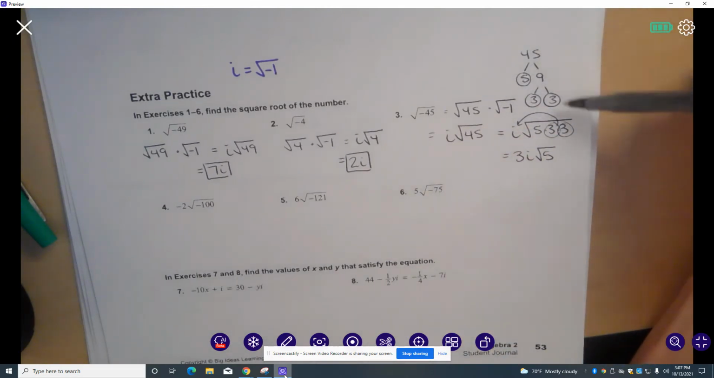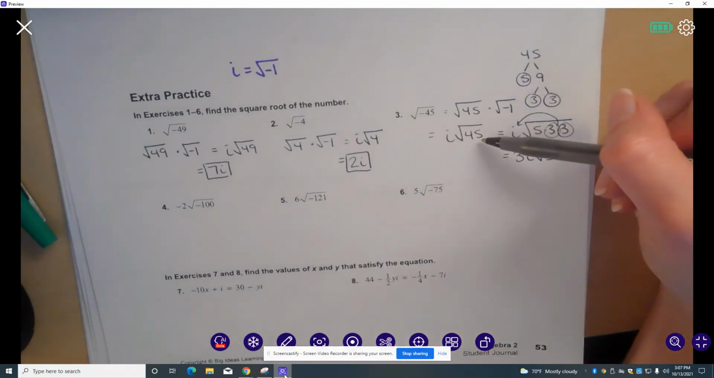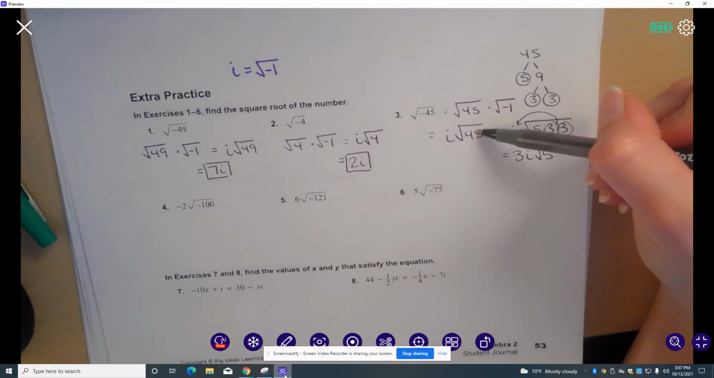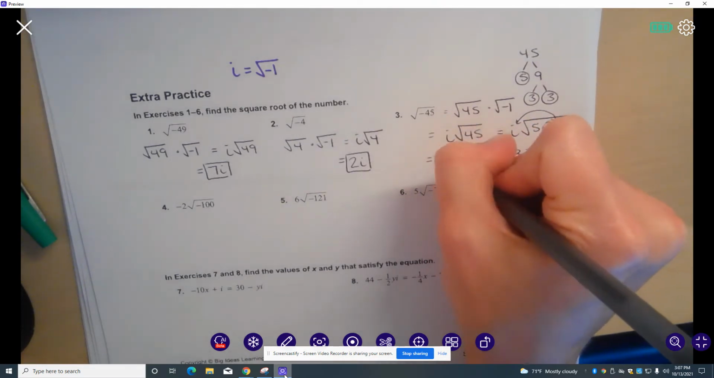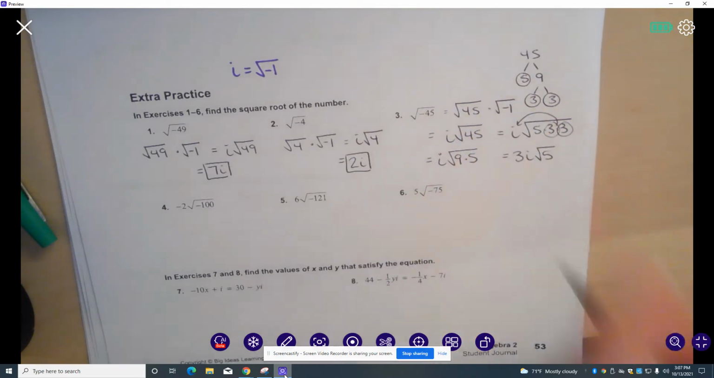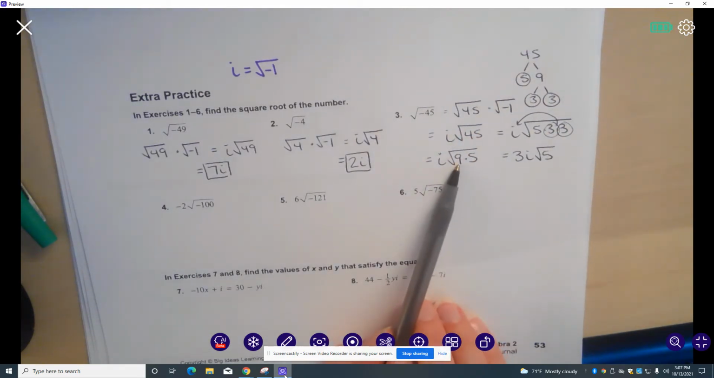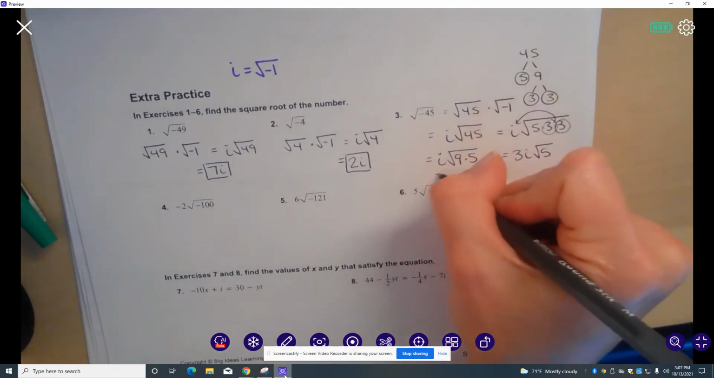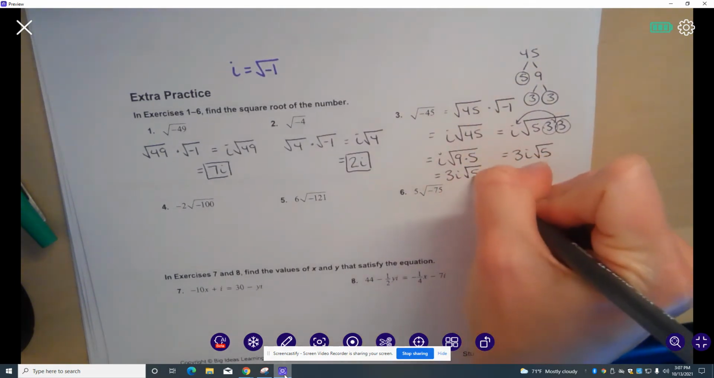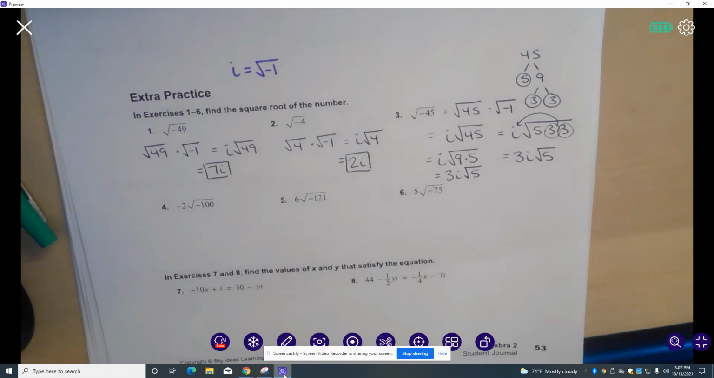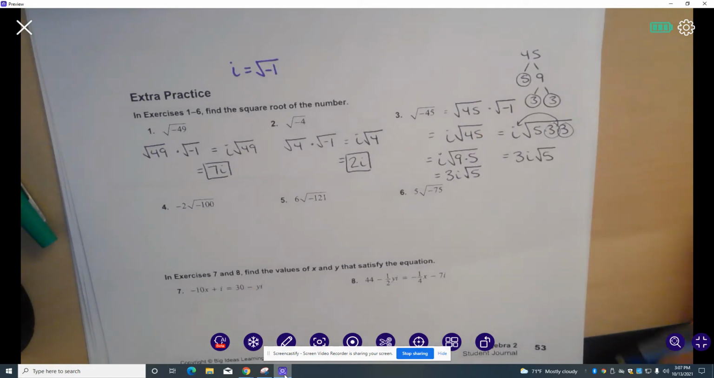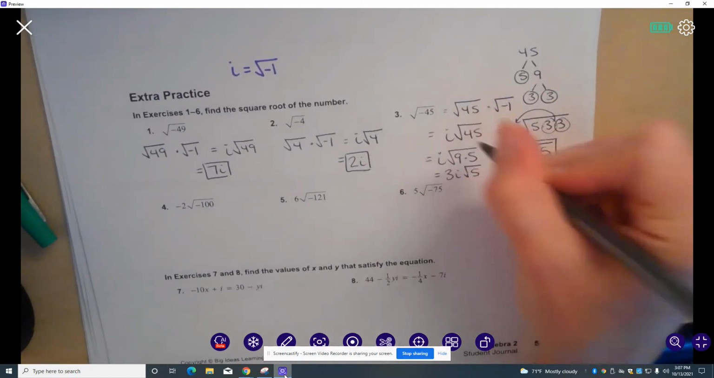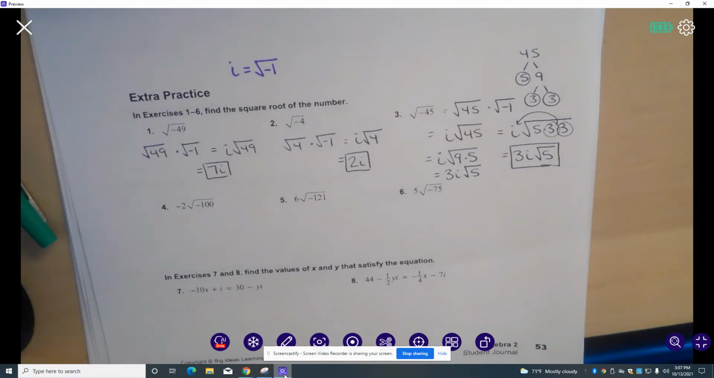You might not have needed to use the jailbreak method. You might have realized, okay, 9, a perfect square, goes into 45. So you might have thought about it like this. This is equal to the square root of 9 times 5. And you know, because 9 is a perfect square, that the square root of 9 is 3. And so you might have gone right to pulling that 3 out. You don't have to use the jailbreak method if you're able to easily find perfect squares that divide evenly into the number underneath the square root symbol.